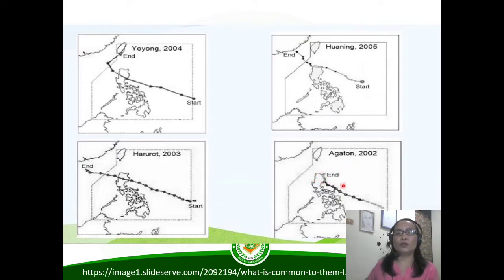Here we have the track of Typhoon Agaton way back in 2002. Then here we have Typhoon Harurut in the year 2003. Then we have Typhoon Yoyong in 2004. Then last but not the least is Typhoon Waning way back in 2005. So try to observe the tracks of each typhoon that had visited our country. Try to examine also its direction, to which direction does it move. So from Agaton, Harurut, Yoyong, and Waning.